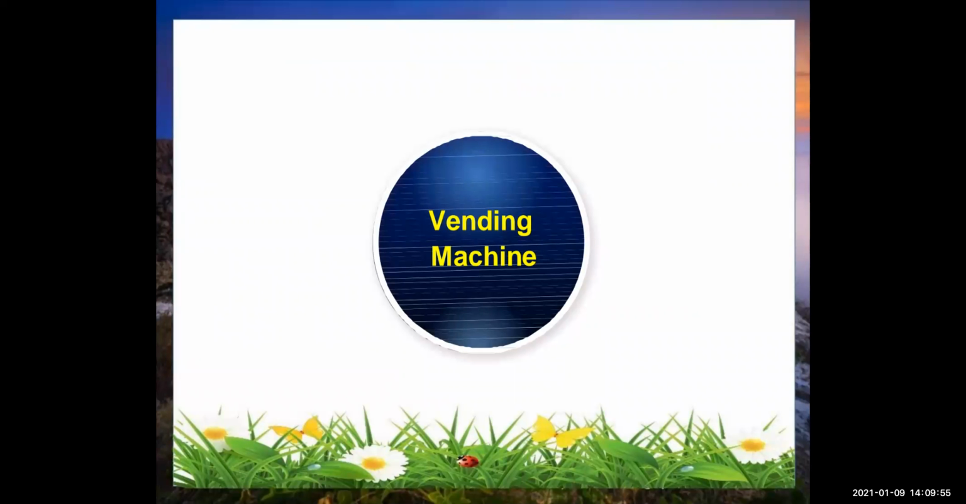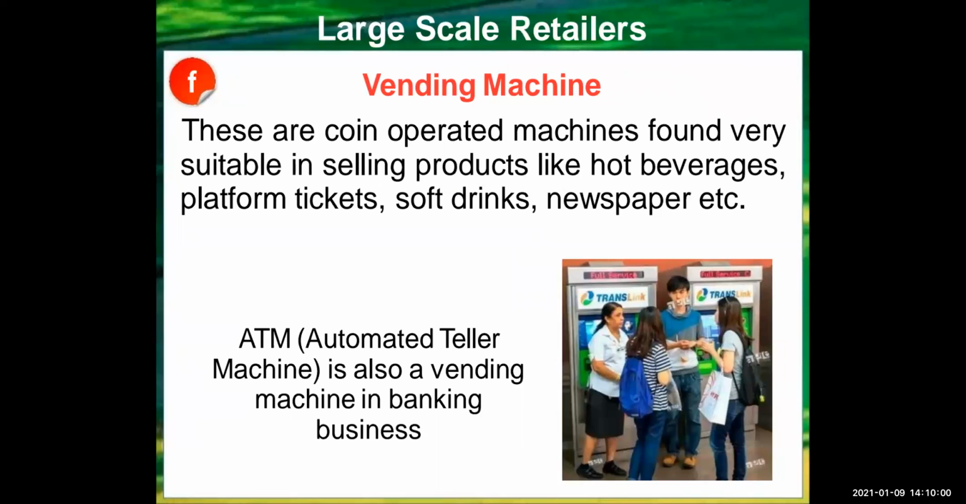Now this is the vending machine, wherein we will talk about how it acts as a large scale retailer. These are coin operated machines found very suitable in selling products like hot beverages, platform tickets, soft drinks, newspapers, and many more items. So the automated teller machine is also a vending machine in the banking business.